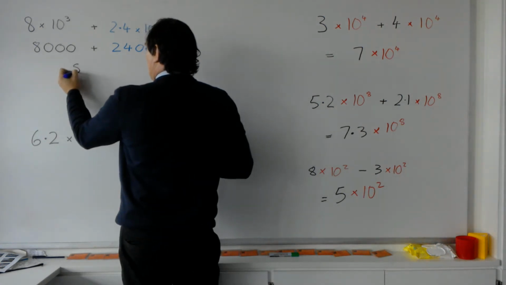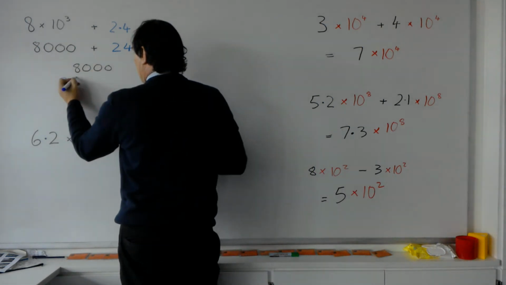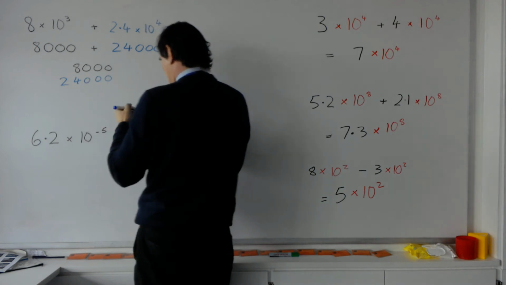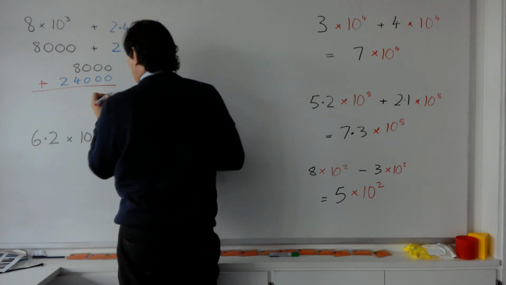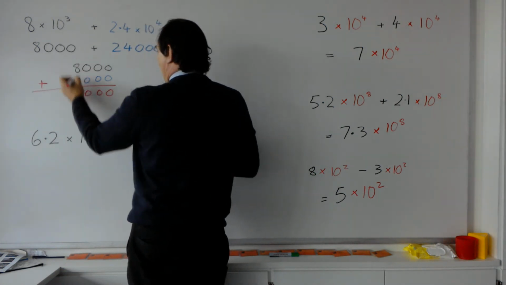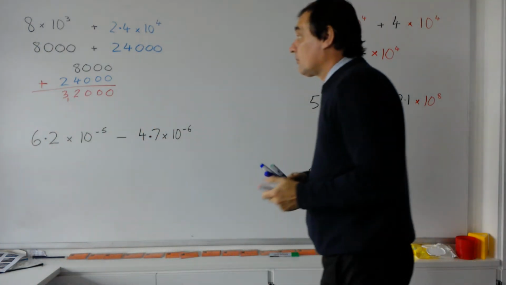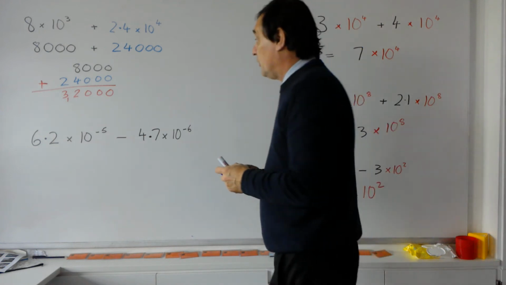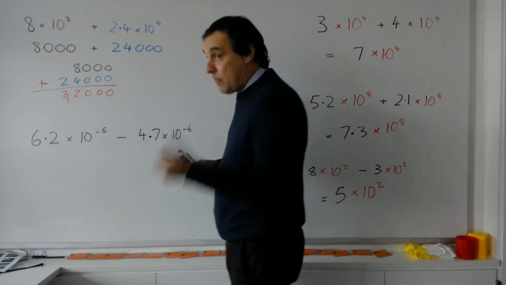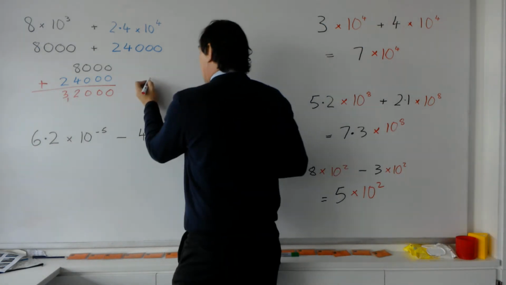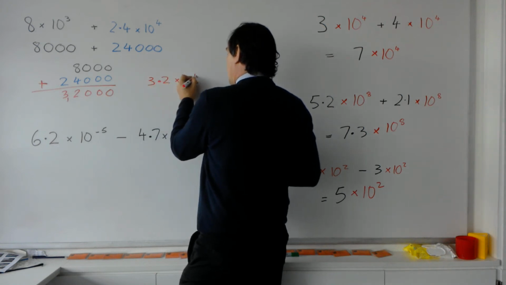Let's put them in a column addition. So 8,000 plus 24,000. And we'll just add the two numbers up. So we're going to go 0, 0, 0, and then 8 and 4 is 12, carry 1, gives me 32,000. So 8,000 plus 24,000 is 32,000. So what we've got to do now is convert that 32,000 back into standard form. So that then becomes 3.2 times 10 to the 4.